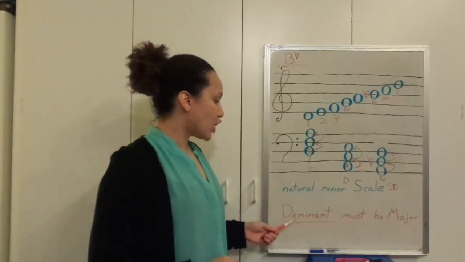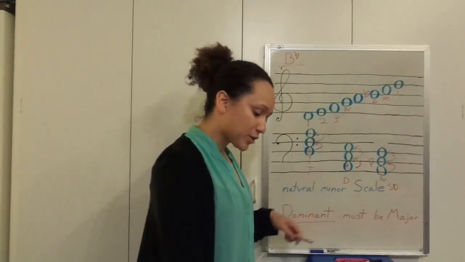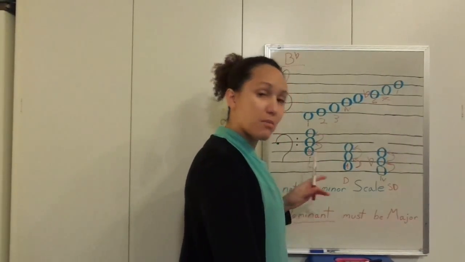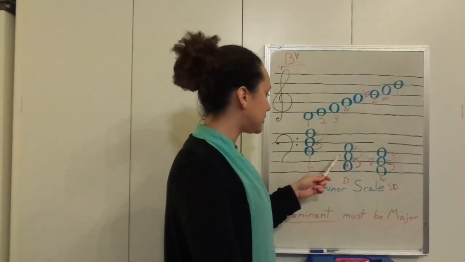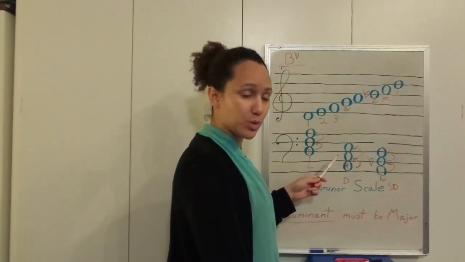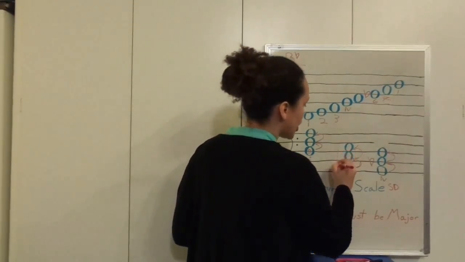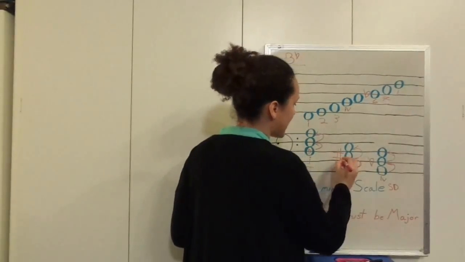Now remember, dominant must always be major. This is a minor chord, listen to it. Minor sound. So that middle note, the C, now has to be raised. Now we have a sharp C to make A major.